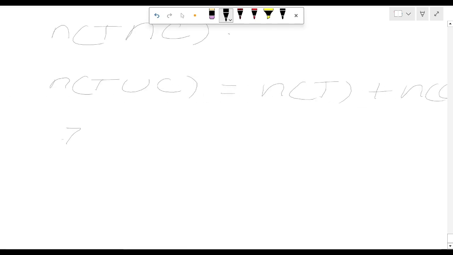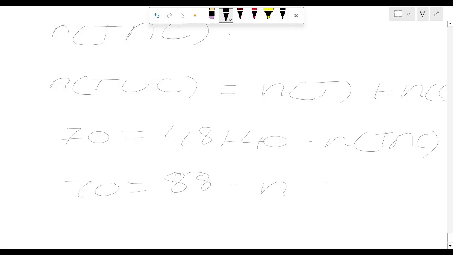So I will write 70 is equal to 48 plus 40 subtracted from N of T intersection C. 48 plus 40 is 88. 70 is equal to 88 subtracted from N of T intersection C. So what will happen now? N of T intersection C will come to the left and 70 will come to the right.